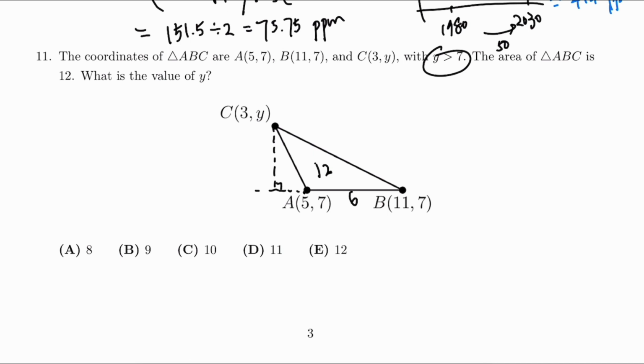And if we draw a height, then we know that the area of a triangle is 1/2 base times height, which is equal to 12. So the height is going to be equal to 4. Let's replace that with 4. And so we are already on y level 7. And if we add 4 more, we are going to be on y level 11. So point C is going to be (3, 11), or our answer is going to be D.